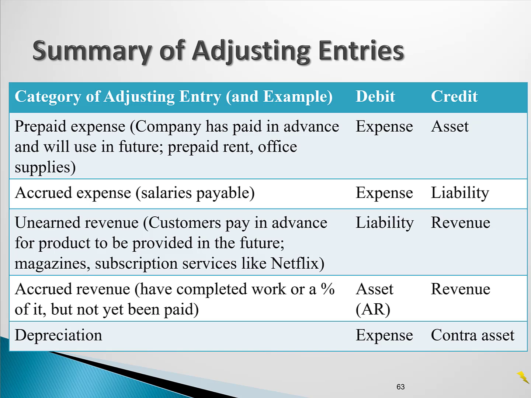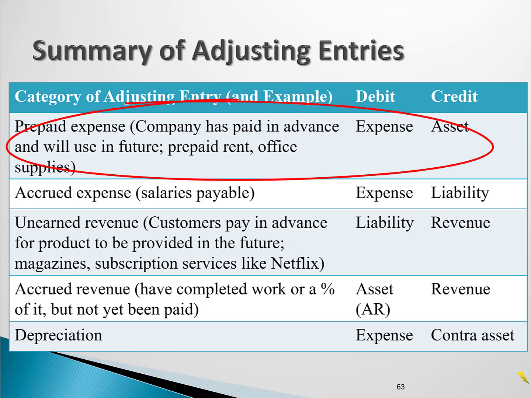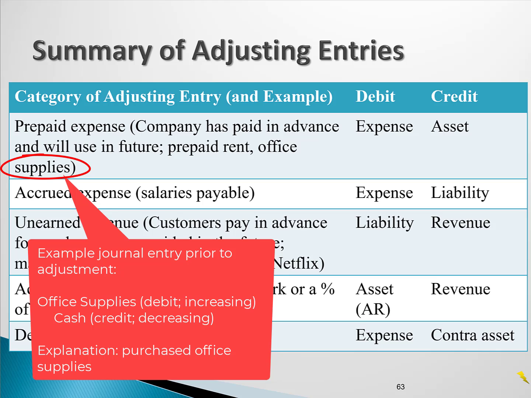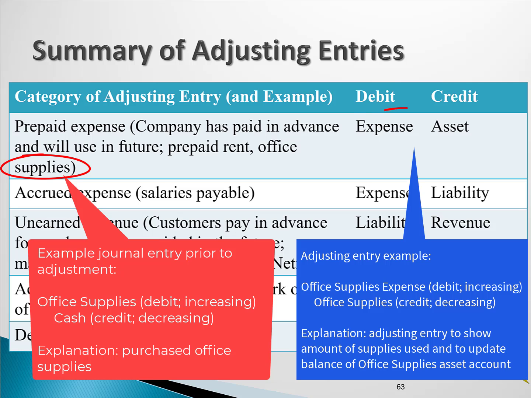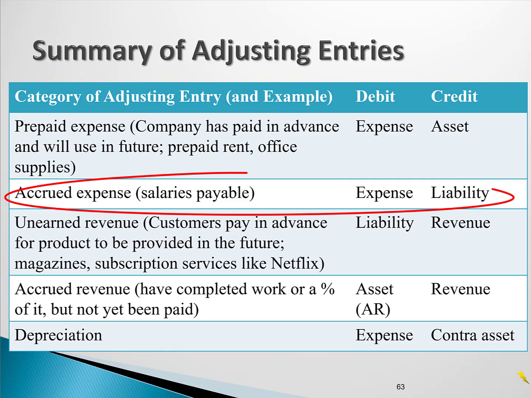So let's look at the different types of adjusting entries we learned about. First, we learned about prepaid expenses. These are things like prepaid rent, prepaid insurance, office supplies. When we first purchase these items, we would increase an asset account because these things have a future benefit. And then at the end of the accounting period, we need to update how much of those assets have been used up. For example, for office supplies, we would calculate how much of our office supplies have been used up, and then for the debit account, we would increase an expense called office supplies expense, and then we would lower the office supplies asset account to show how much has been used, so its balance is correct.